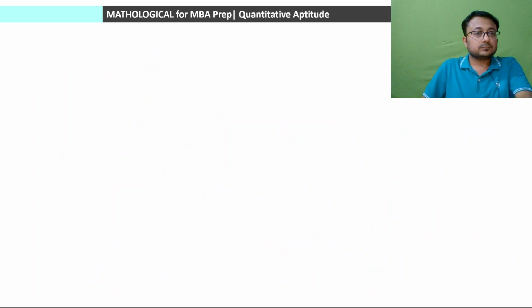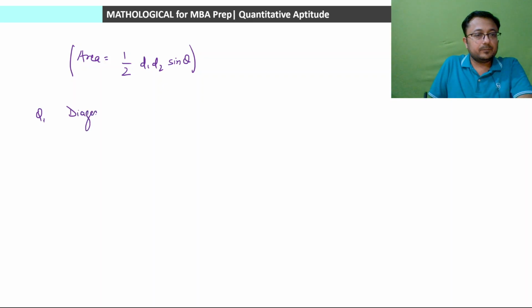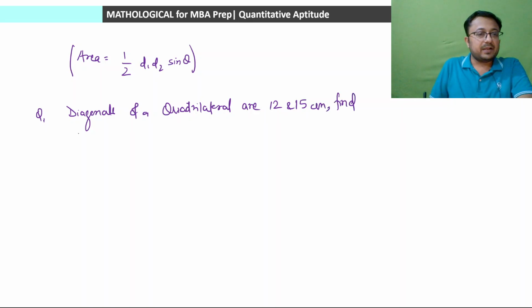Now if area is 1 by 2 d1 d2 sin theta, and let us say there is a question that diagonals of a quadrilateral are 12 and 15 centimeter. Find the maximum area of the quadrilateral. So what will be the maximum area? भाई diagonals का length हमें given है 12 and 15.